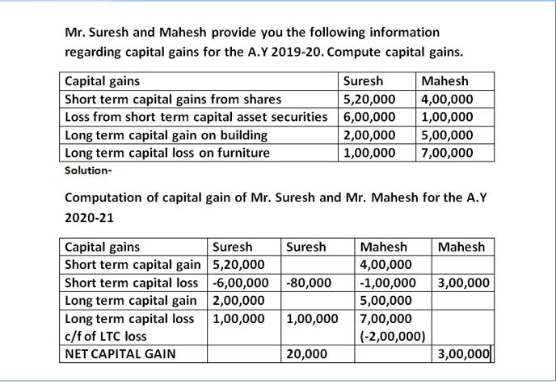Mahesh. This is one simple problem on computation of capital gain and inter source as well as inter head set off. Just you need to remember one thing: short term capital loss can be set off against the long term capital gain, but long term capital loss cannot be set off against the short term capital gain. That is the reason you can see balance of loss from long term capital asset is carried forward to the next year. It is not set off with the profit from short term capital gain. Next class will solve some more sums on set off and carry forward of loss.